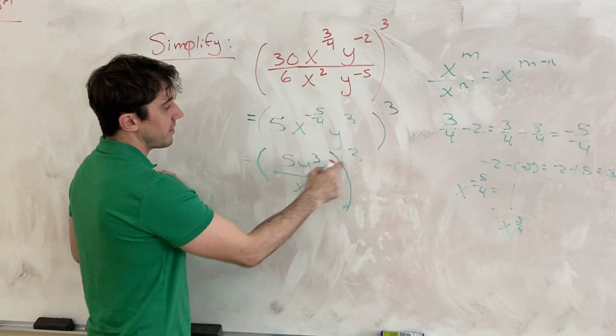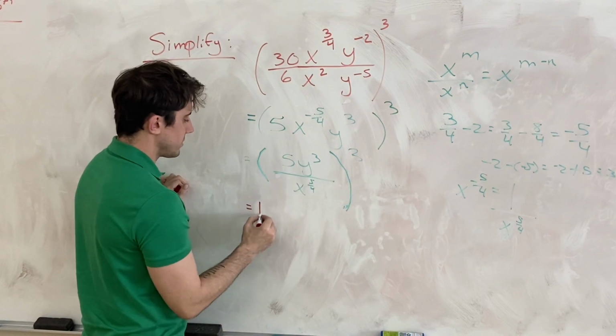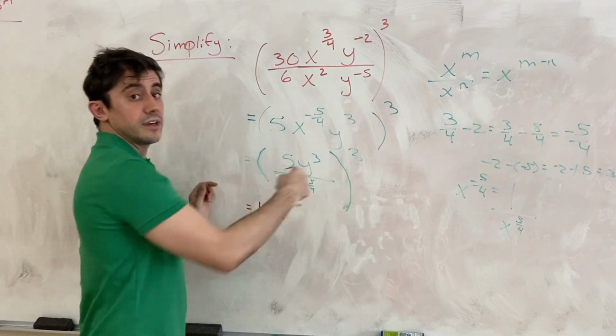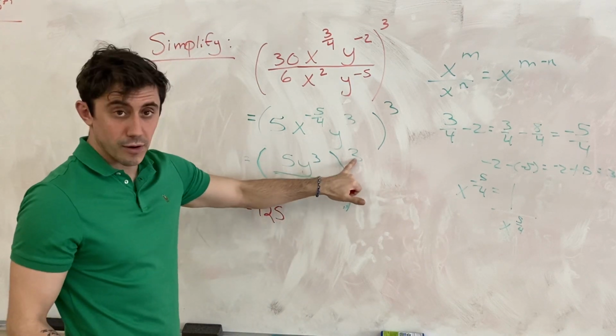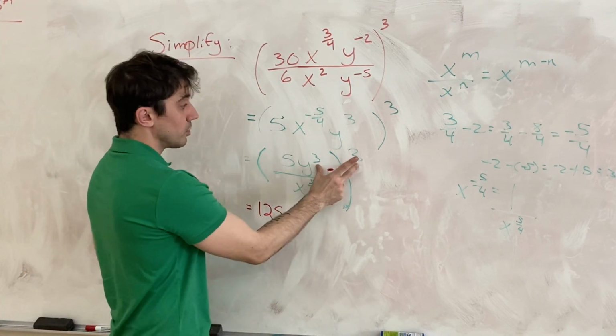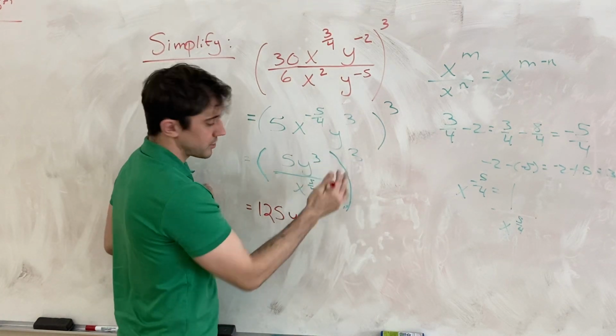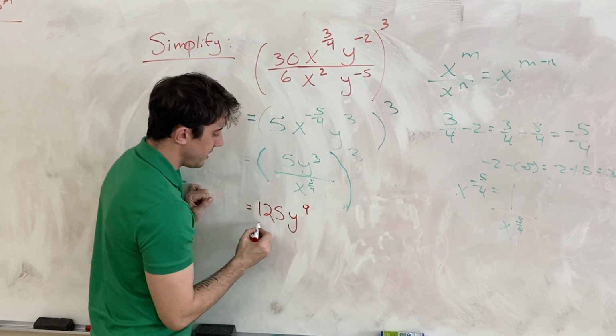And now, whenever we have an exponent outside, it hits every term inside the brackets, right? So we'll have 5 cubed, which is 125. Next we'll have y cubed. Whenever we have a power to a power, we have an exponent law that says we multiply those exponents. And so we'll have y to the power of 3 times 3, being y to the power of 9.